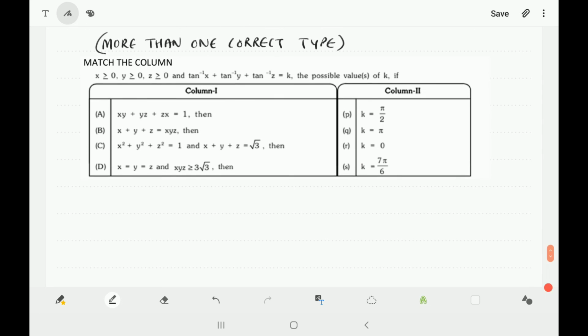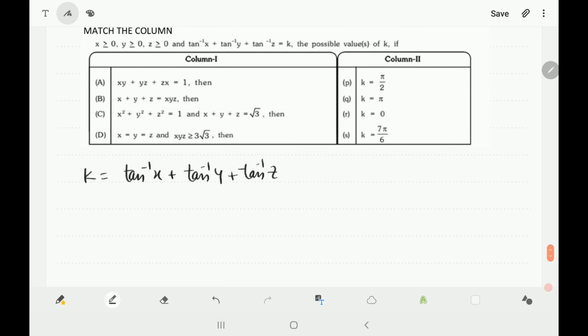x is greater than or equal to 0, y is greater than or equal to 0, z is greater than or equal to 0, and we are given k is equal to tan inverse x plus tan inverse y plus tan inverse z, and depending upon the values of x, y, z, we have to find the value of k. Now we know that tan inverse has a formula: x plus y plus z minus xyz upon 1 minus xy plus yz plus zx.